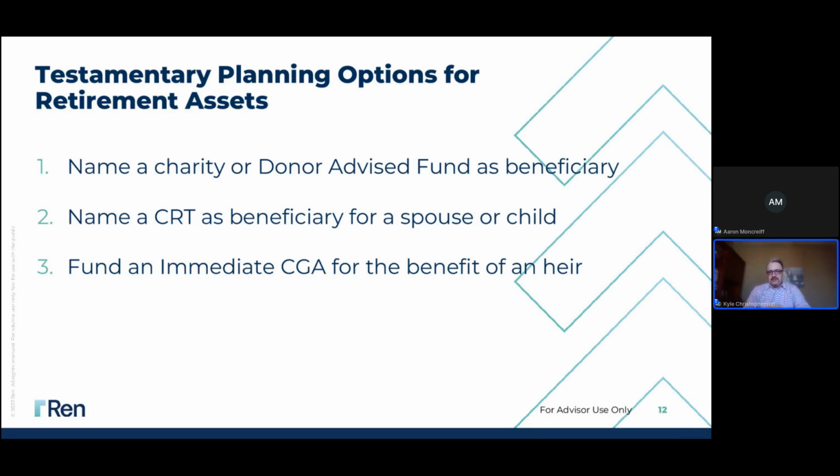The CRT gives you the most flexibility as far as how that's going to work, as far as distribution rates, whether it's going to be deferred for a period of time. The other option that's a little bit simpler is an immediate charitable gift annuity that's going to provide an income stream to those heirs.